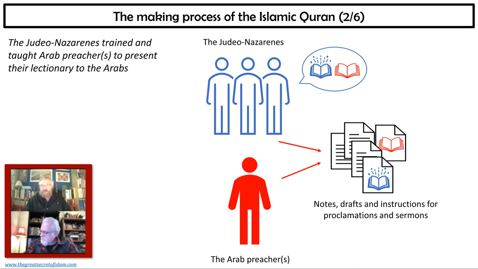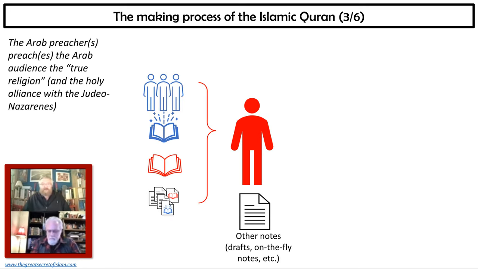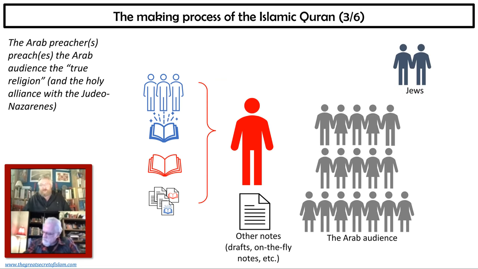The Arab preacher wrote notes, the Judeo-Nazarenes wrote notes, and those notes were about the sacred scriptures of the Judeo-Nazarenes, the Torah, the Gospel, and also about the Arabic lectionary, because the preacher's main goal was to present the Arabic lectionary to an Arab audience. And this is what he did. With the Arabic lectionary, with his notes and drafts, and with the help of the Judeo-Nazarenes, he addressed an Arab audience and told them what he had in his notes.